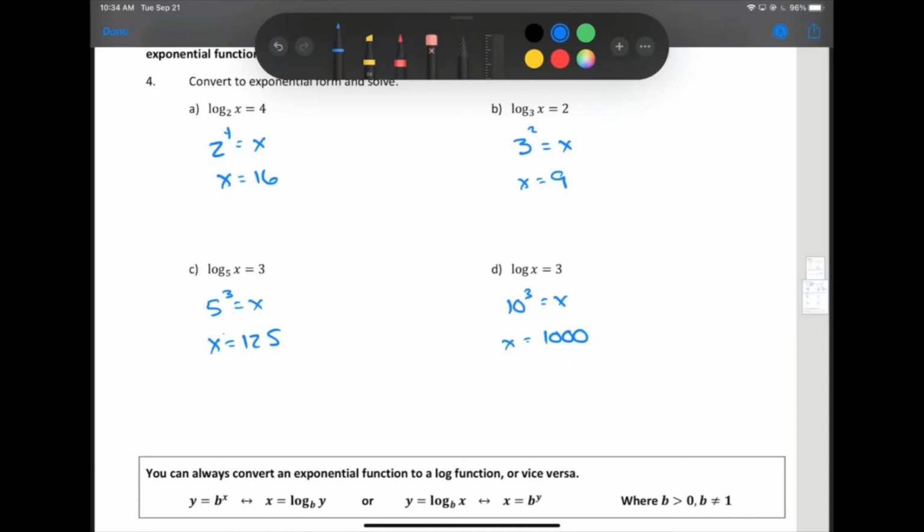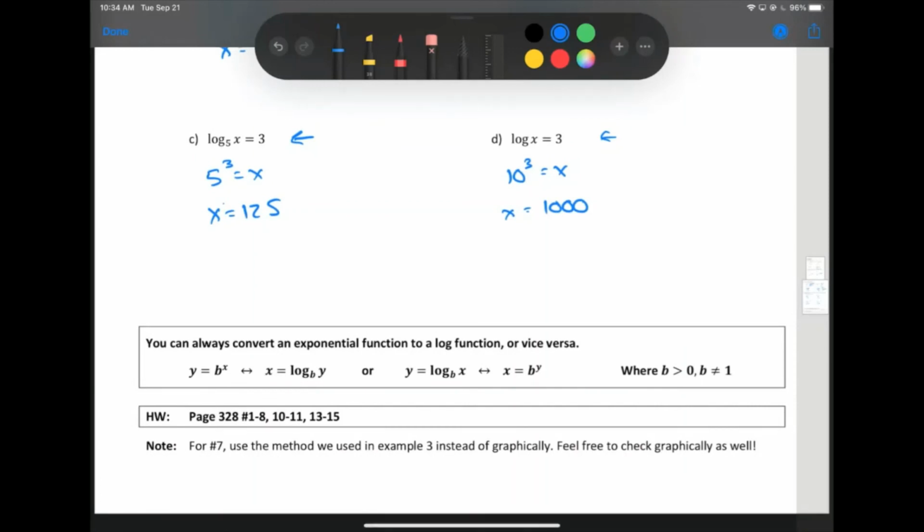And again, you can always verify these in your calculator. So for instance, for this one here, you could just type in log of 1,000 and you should get 3. For part C, you could type in log of 125 over log of 5, and you should get 3. All right.